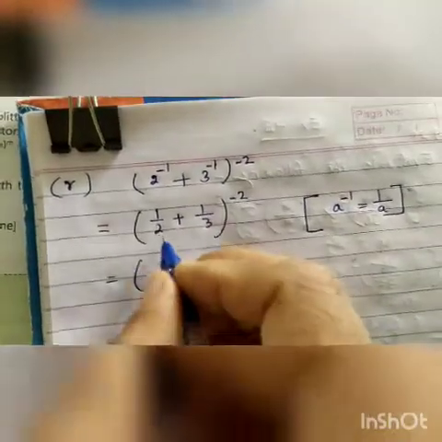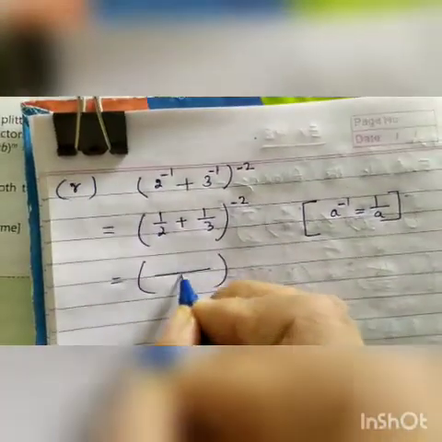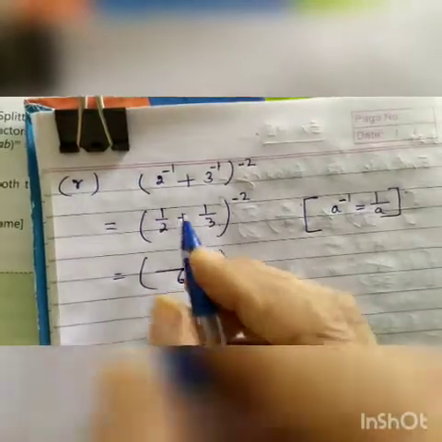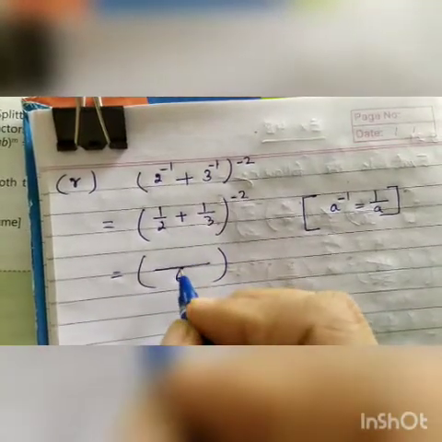Now LCM of this 2 and 3 is 6. Now divide this 6 by 2. 2 ones are 2, 2 twos are 4, 2 threes are 6.